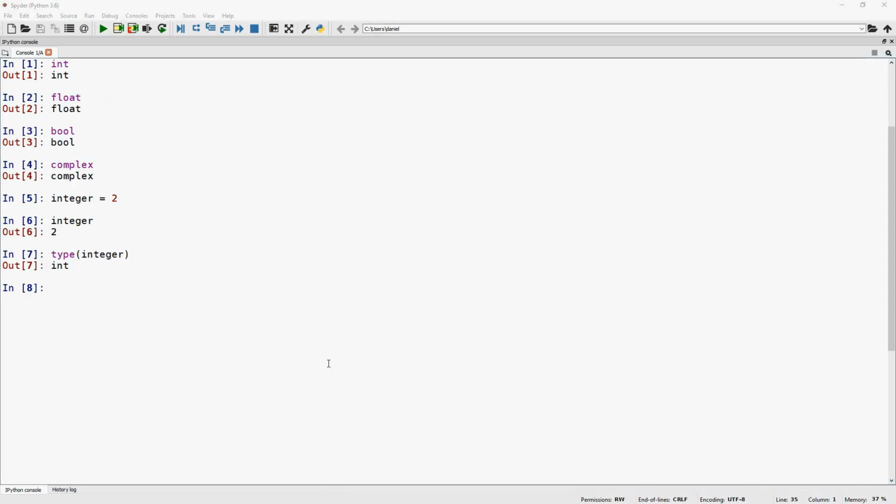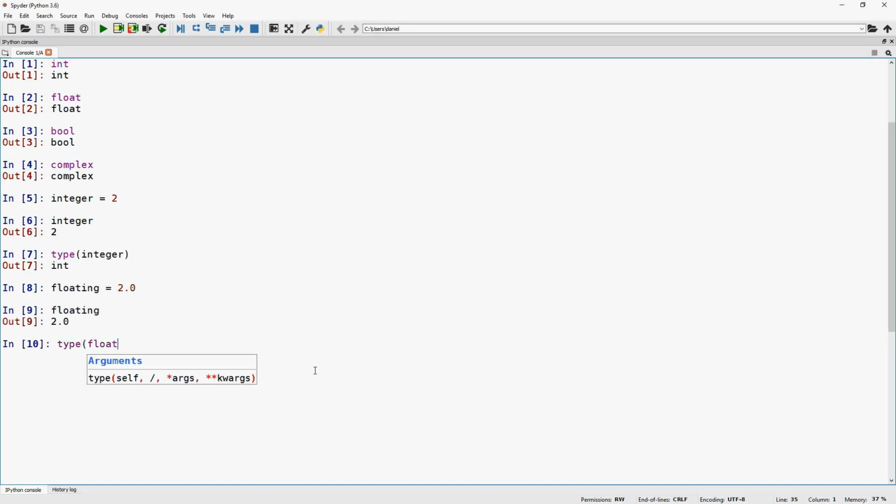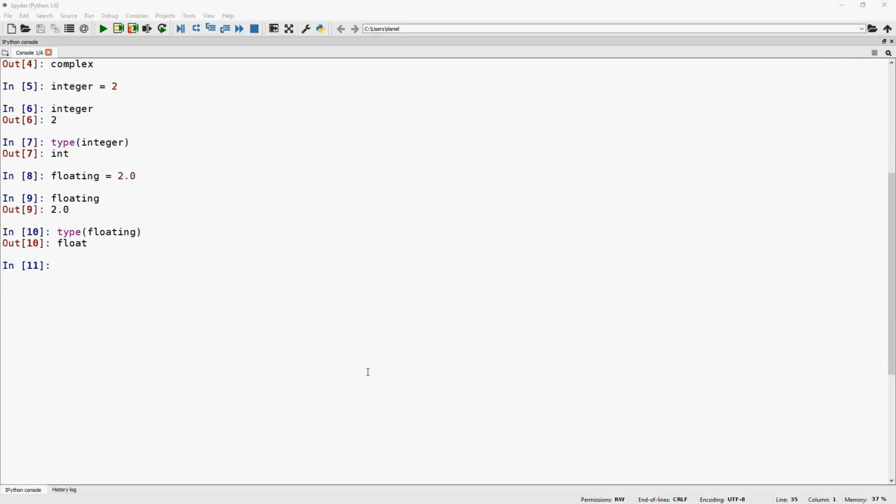Floating point numbers are used to represent decimal numbers, and Python creates a floating point number when we assign a name to a decimal number, where the decimal is indicated by a dot. A floating point number or float is also created when we divide two integers, because the result of this division could be a decimal number.